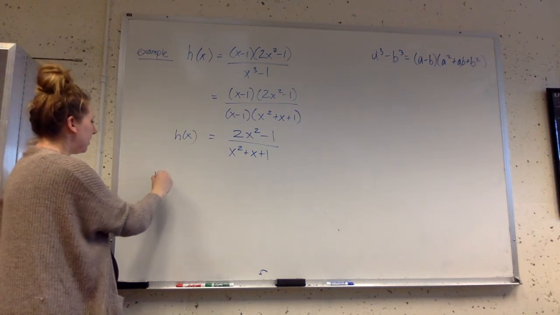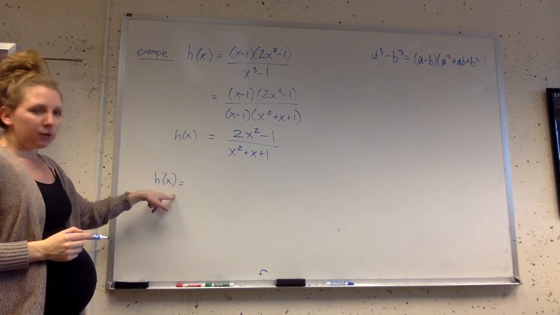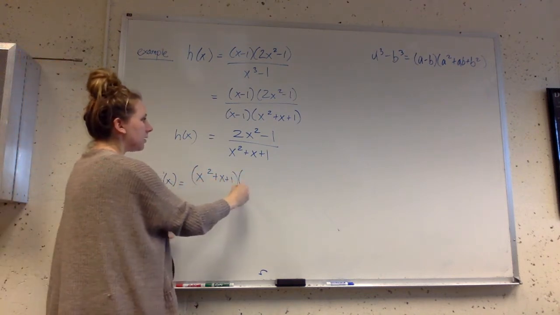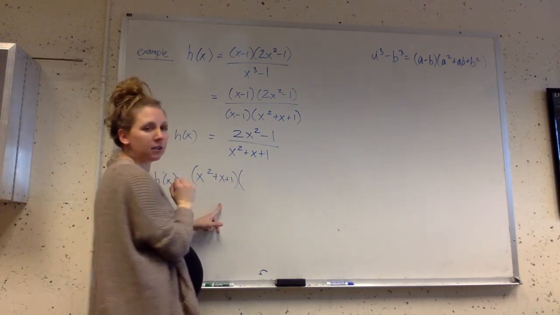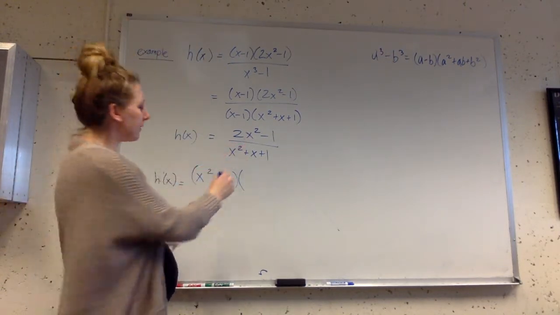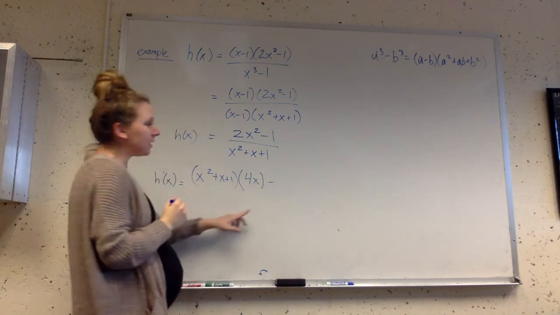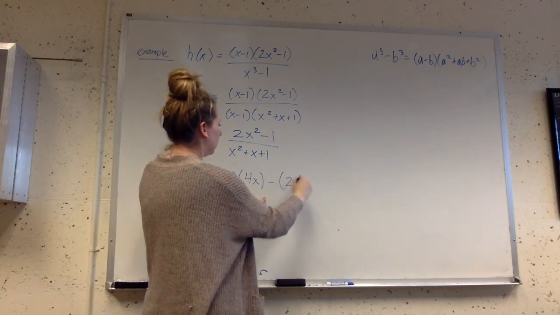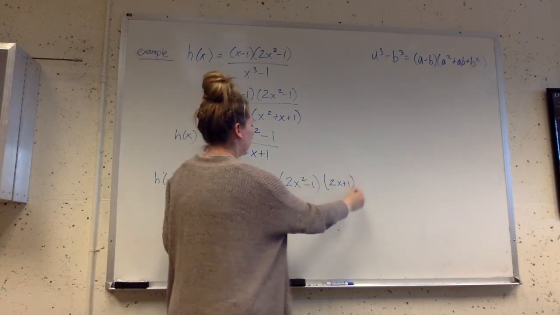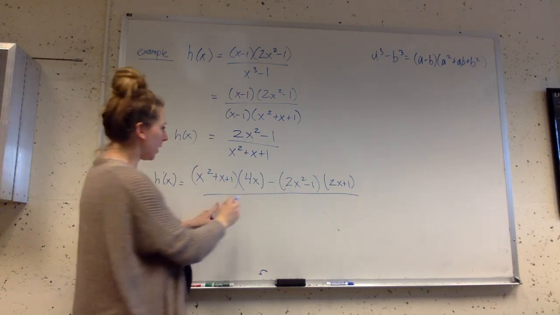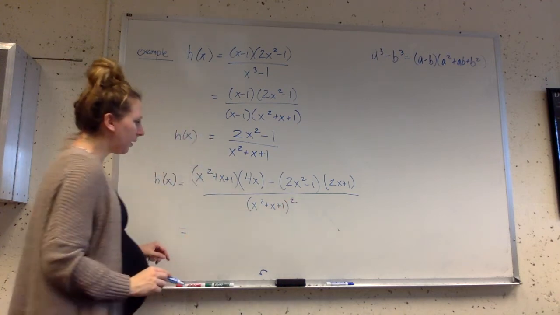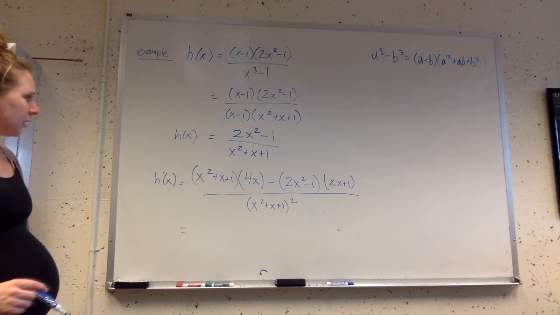Okay, so h prime, well, using the quotient rule, we have the denominator times the derivative of the numerator, which would be 4x, minus the numerator times the derivative of the denominator, all over the denominator squared. Okay? And I'm actually going to leave it like that.